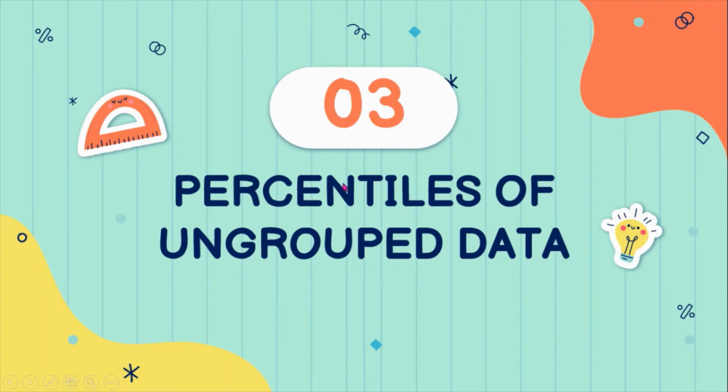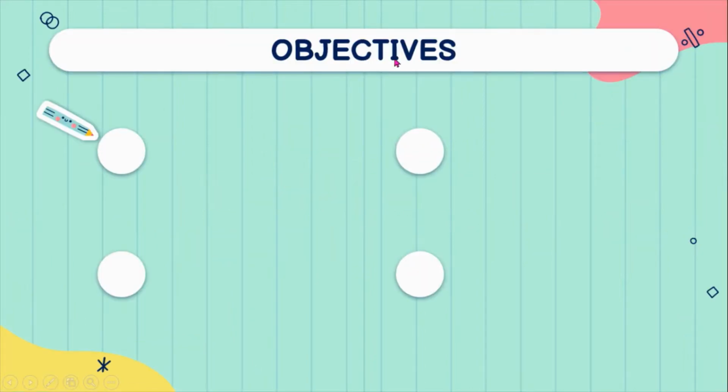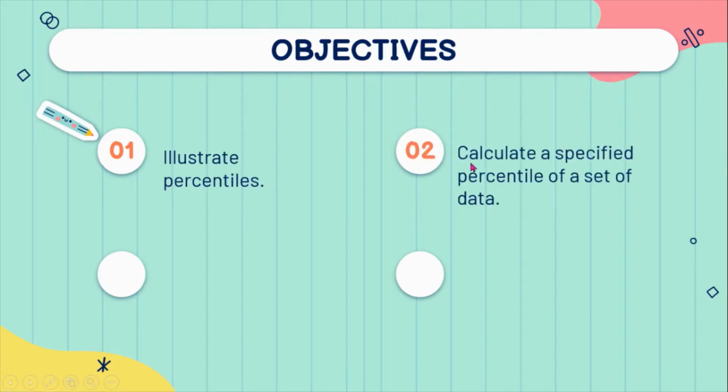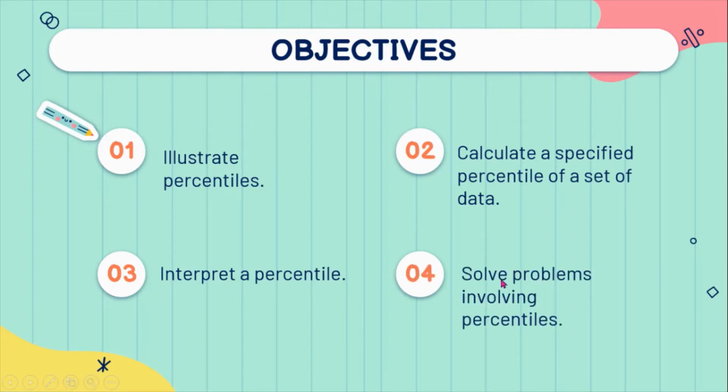In this video, we are going to discuss percentiles of ungrouped data. And for our objectives, we have number 1, illustrate percentiles. Number 2, calculate a specified percentile of a set of data. Number 3, interpret a percentile. And number 4, solve problems involving percentiles.